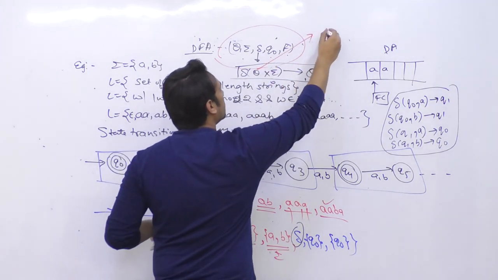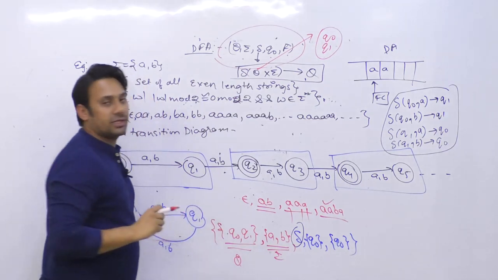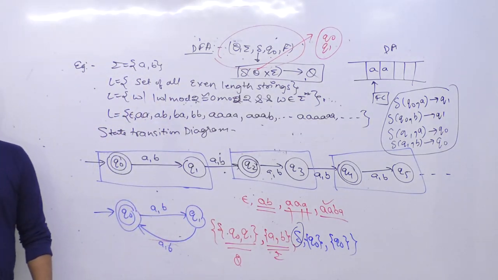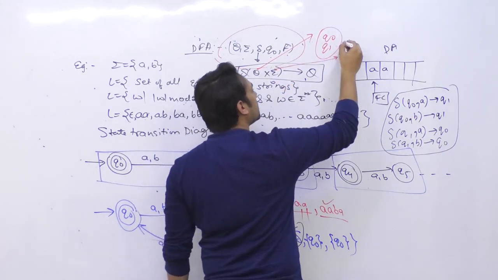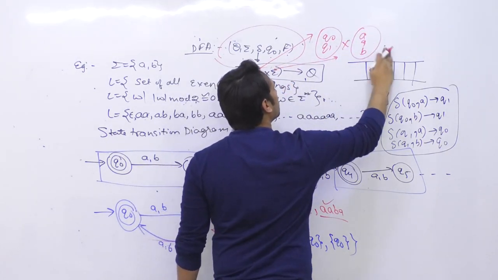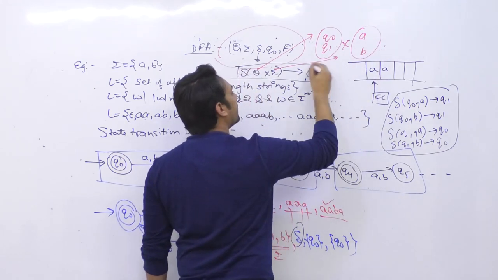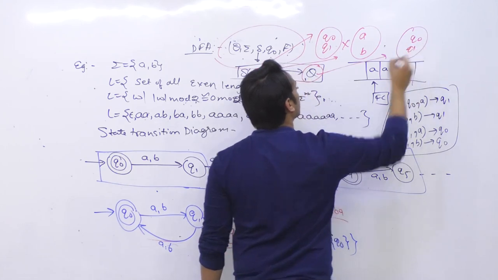So what is this Q? So Q is Q naught and Q1. What are the states? Okay. And what is this summation? Summation represents A comma B. And what is this Q again? So this Q is again Q naught and Q1.